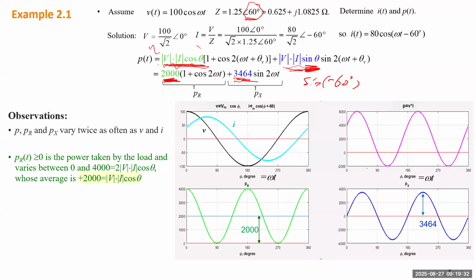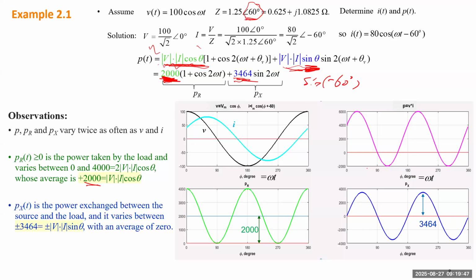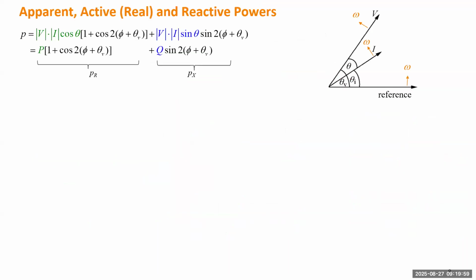If you integrate the area between the first item and zero, it will give you the value 2000, which is exactly the number in front of the first item. And the second item is another sinusoidal waveform. The integration will be zero, but it tells how the load is exchanging energy with the source. So those are our observations.